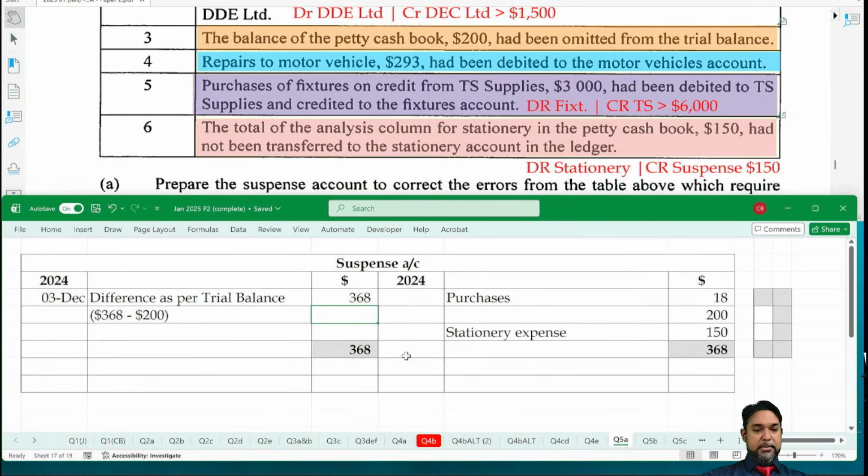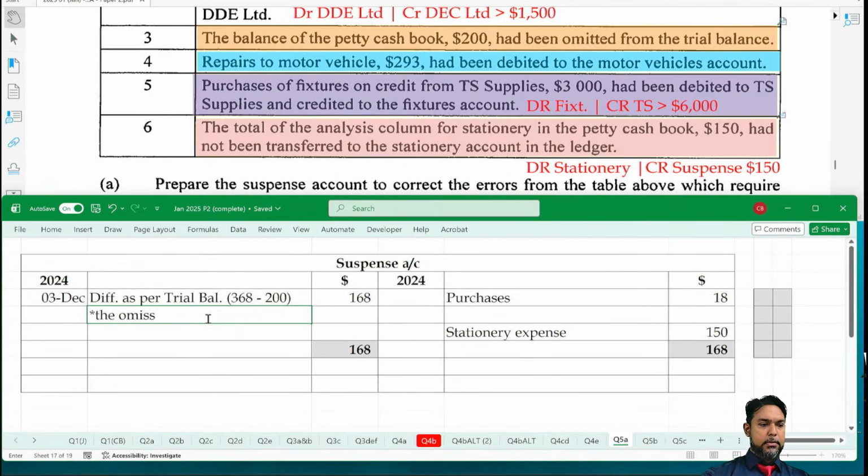That's how it's supposed to cancel off, right? The entries in the suspense account to correct the errors are supposed to, in total, equal the initial balance, if as per trial balance. So yeah, 368 minus the 200. Right. I'll put a little note here.